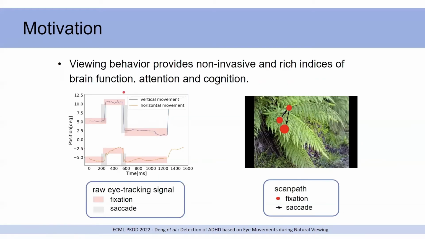When people interact with their visual environment, like viewing an image, two types of eye movements, fixation and saccade, can be extracted from the raw eye tracking signal. They occur alternately and form a sequential scan path in a scene, from which we can infer an individual's brain function, attention, and cognitive states. Therefore, we are interested in exploring whether ADHD can be detected based on their eye movements in task-free viewing.